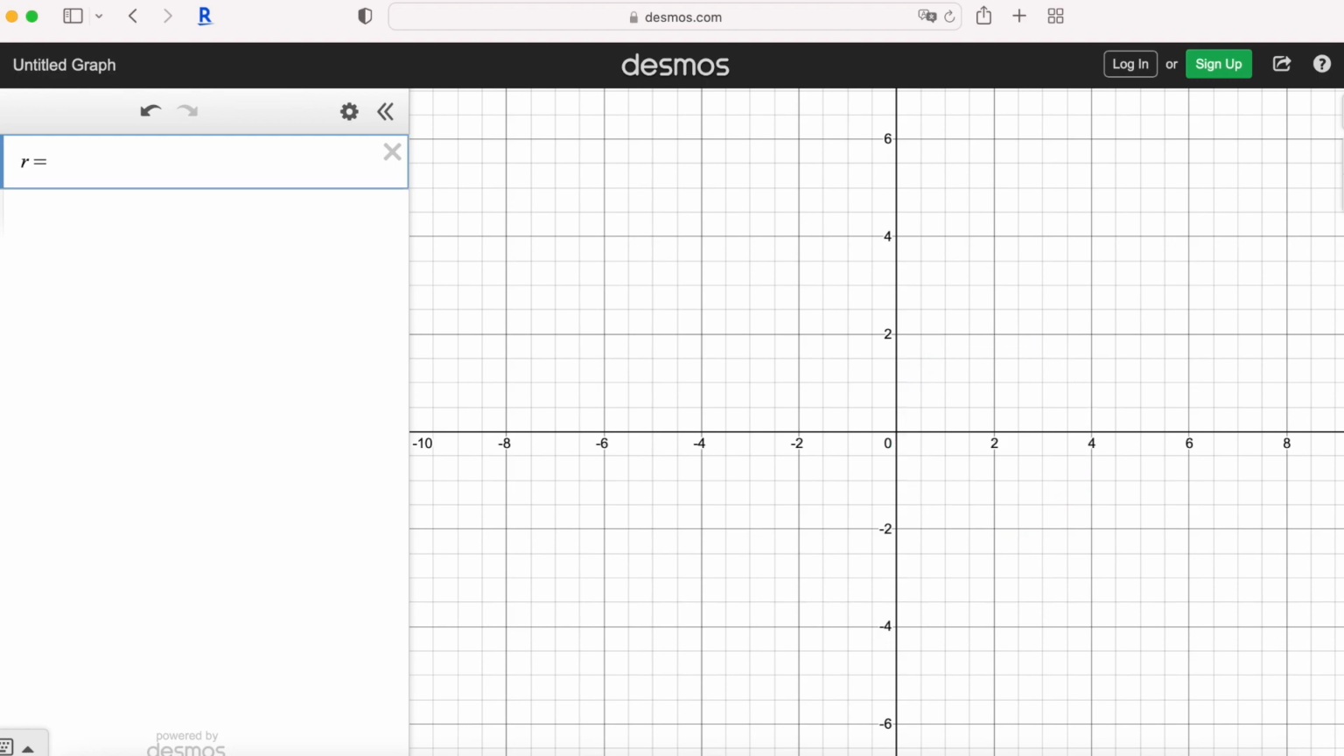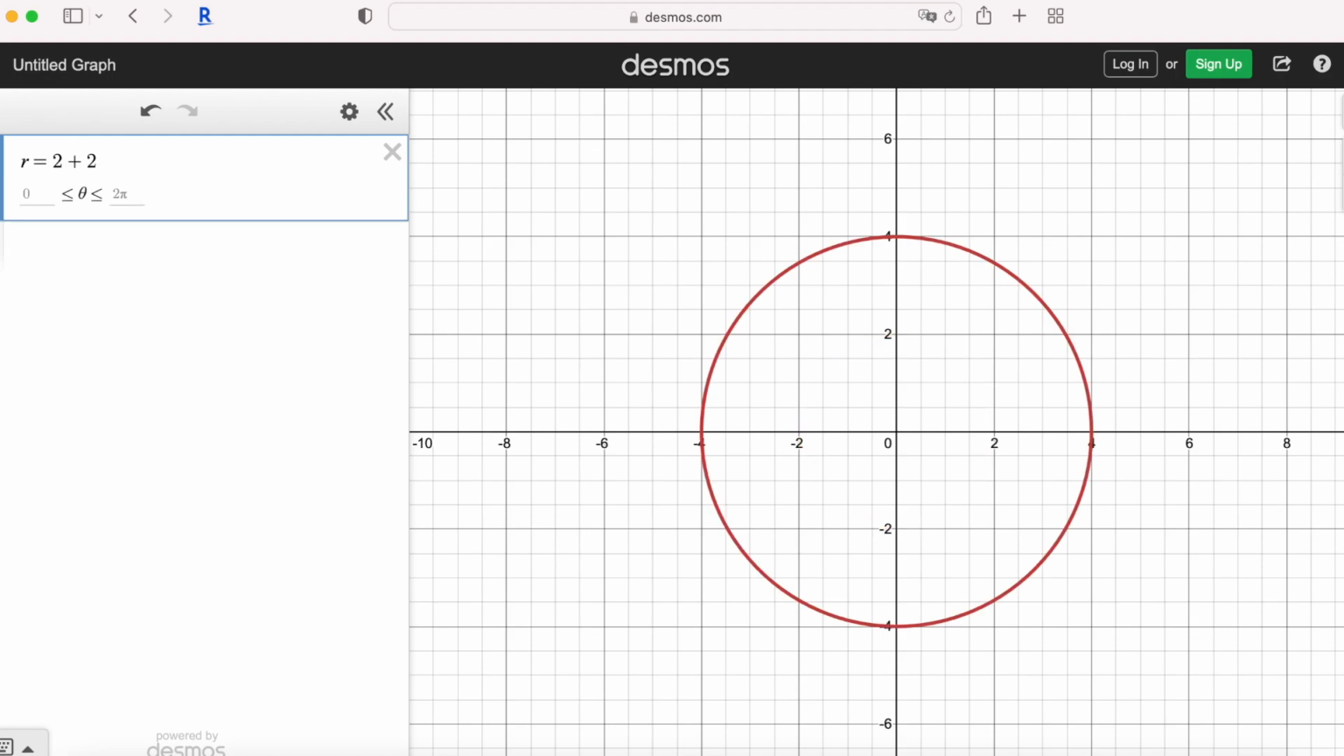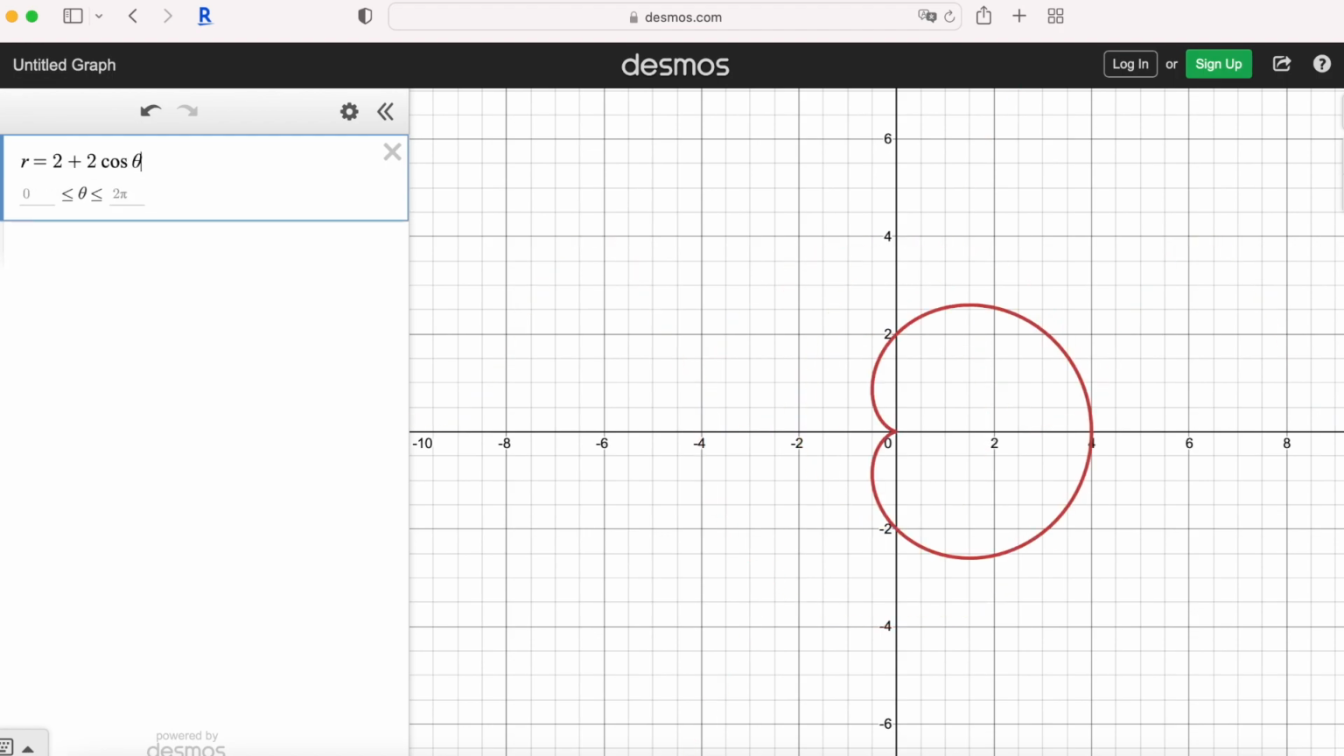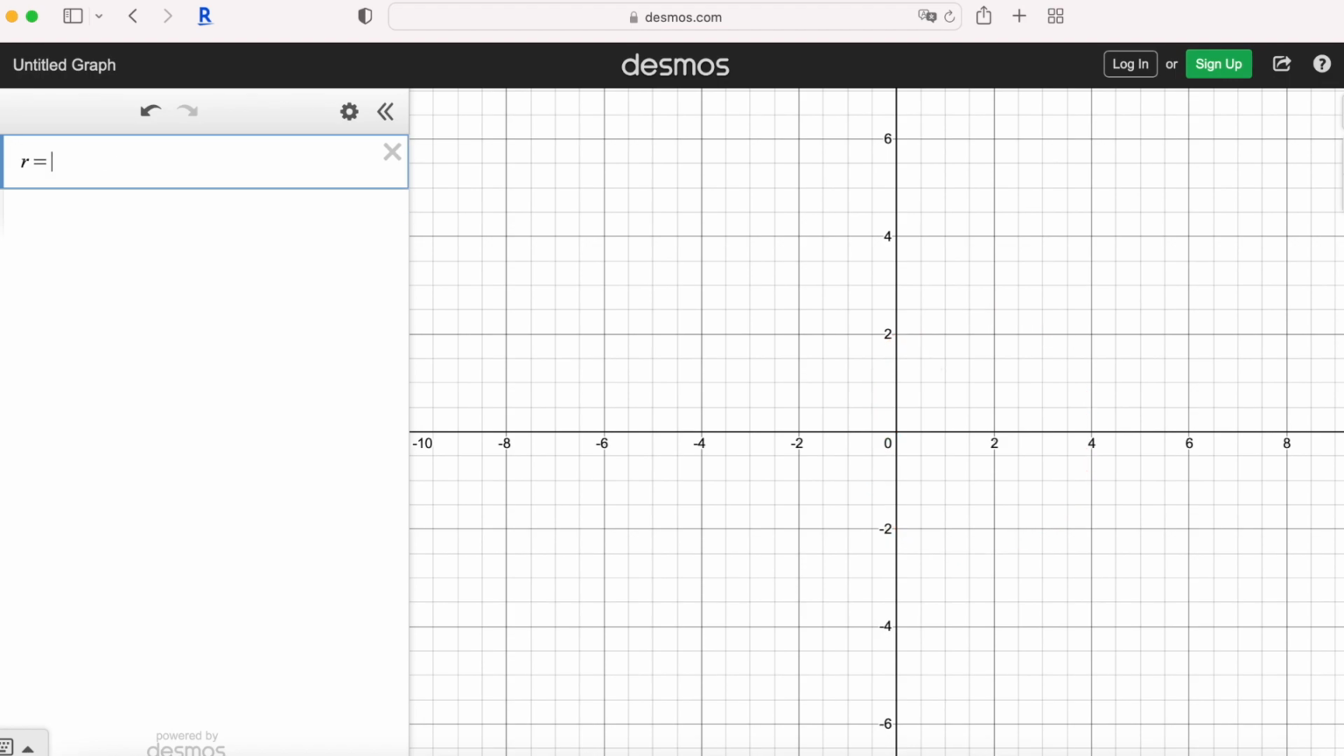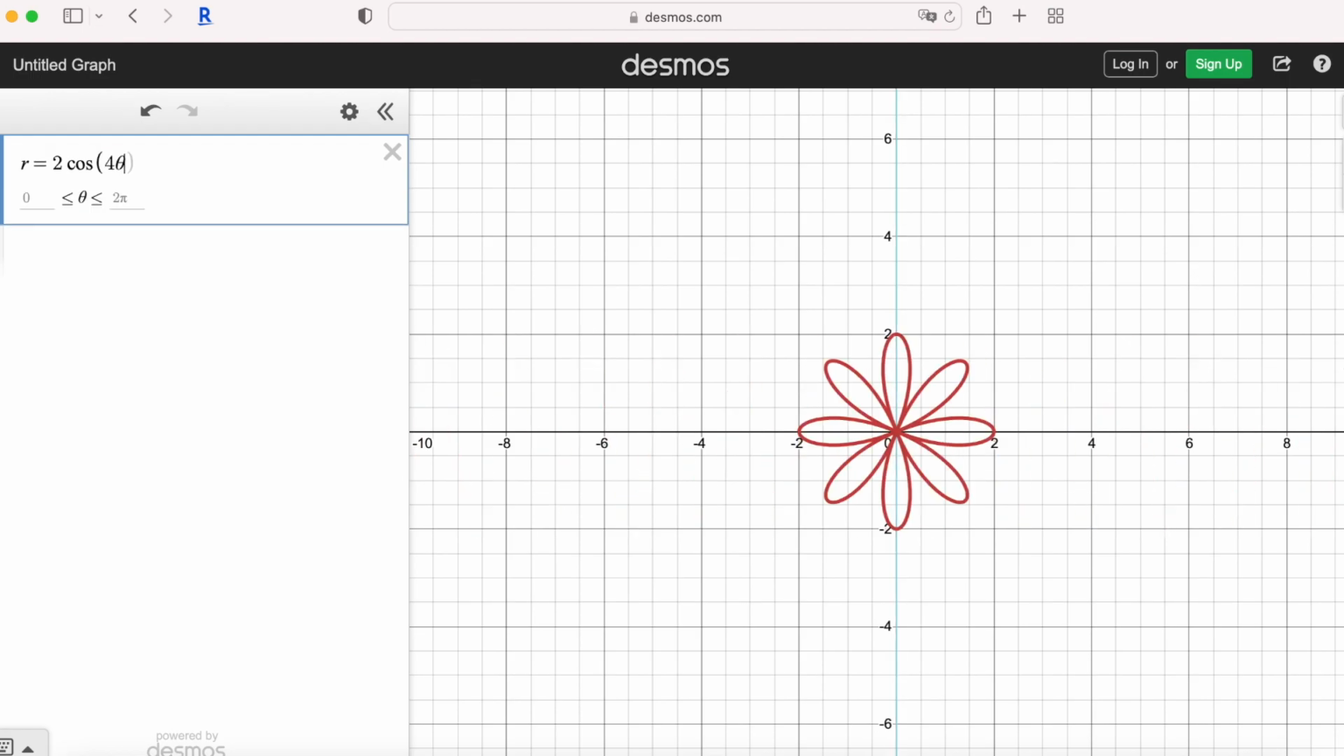Let's try a couple more. Say I have r equals 2 plus 2 cosine of theta. This is what it looks like. Or if I have r equals 2 cosine of 4 theta. And this is my graph. So you can use Desmos.com to play around with the graphs of your polar equations.